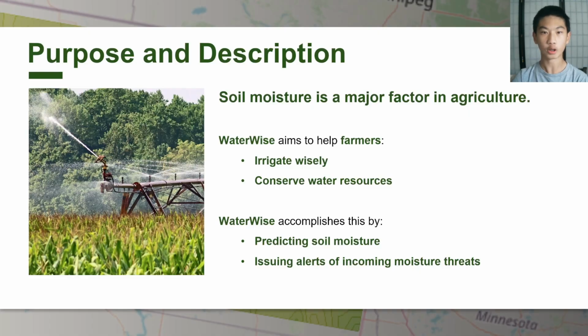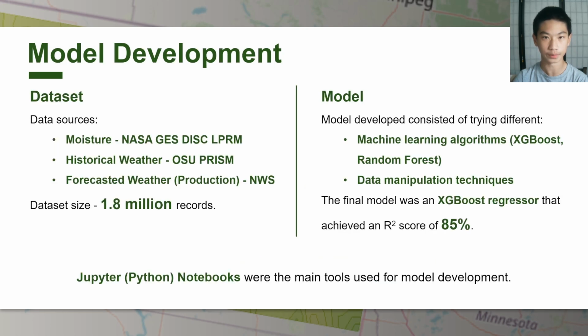WaterWise. Soil moisture is a major factor in agriculture, affecting crop health, seeding conditions, and more. WaterWise aims to help farmers irrigate wisely and conserve water resources. It does this by predicting soil moisture and issuing alerts based on those predictions. The model is trained on a dataset of 1.8 million records with data from NASA and Oregon State University. The model is an XGBoost regressor and it boasts an accuracy of 85%.